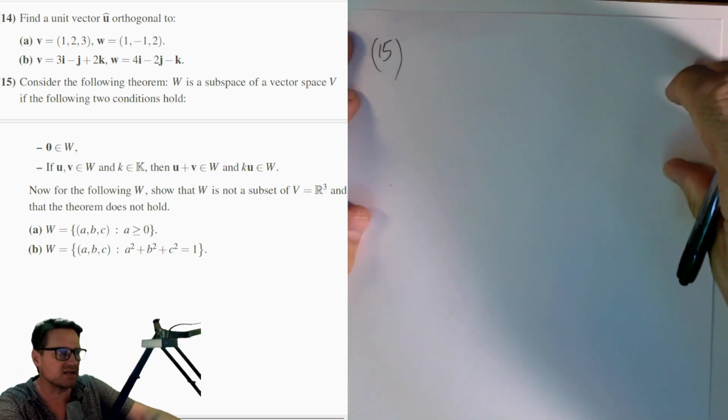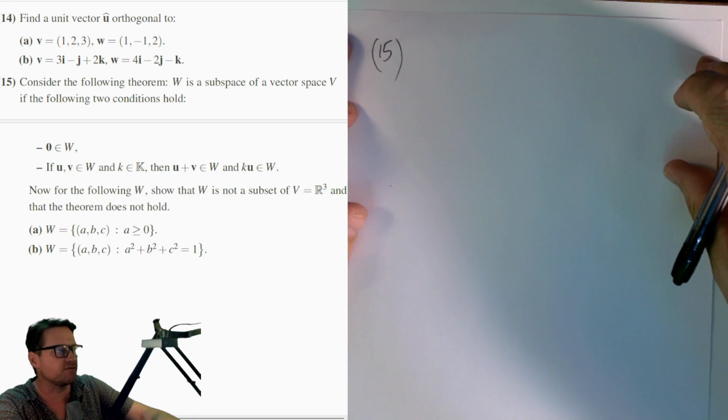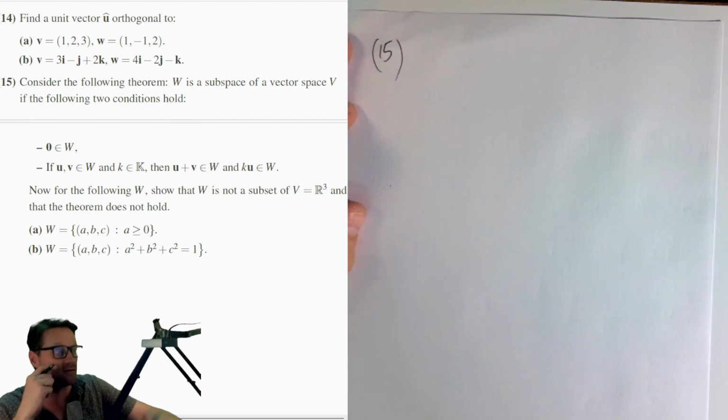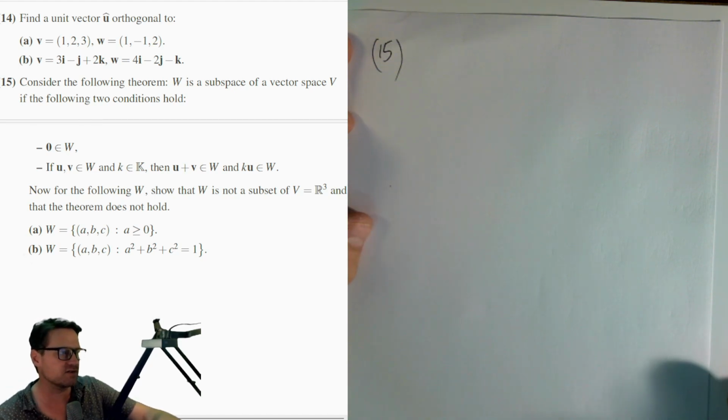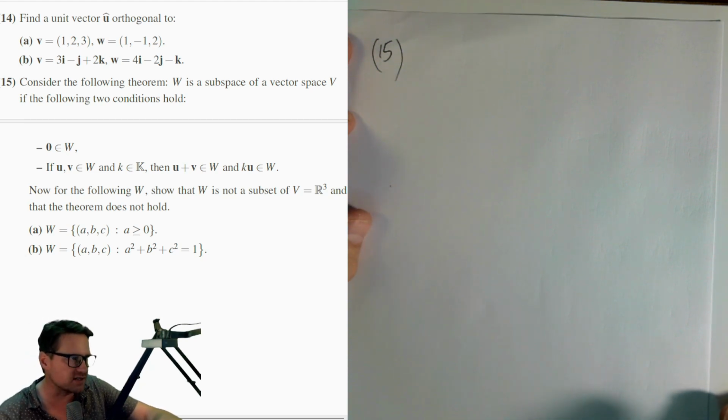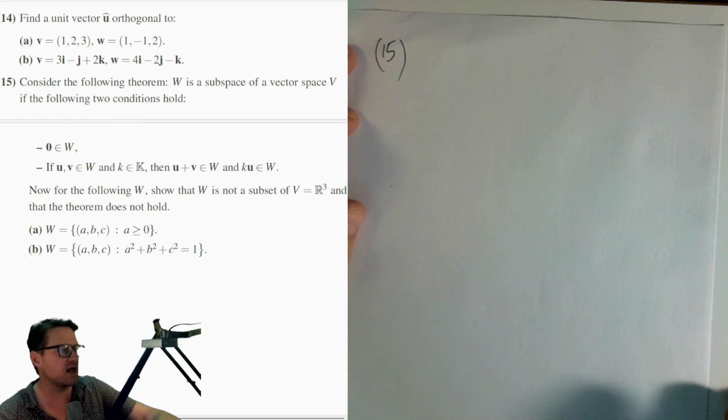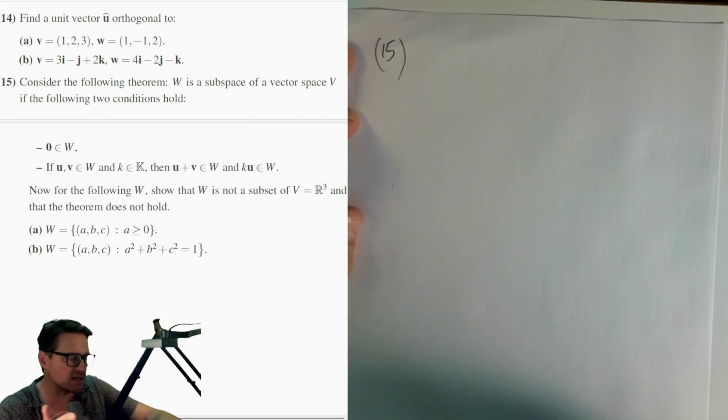W is a subspace of a vector space V if the following two conditions hold. The zero vector is in W. If U and V are in W and K is a scalar in the field of scalars, then U plus V is in W and K times U is in W. Now for the following W, show that W is not a subspace of V and that the theorem does not hold. And I think that should say subspace, but let's see.